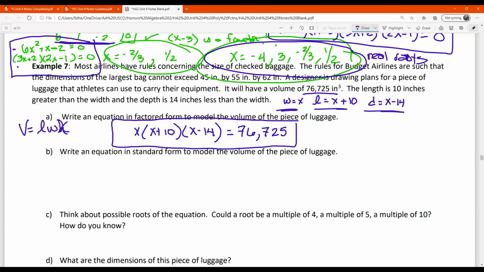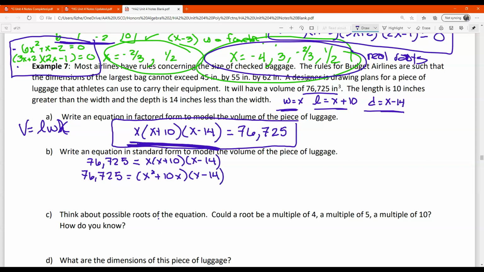B, write an equation in standard form. So this is factored form. Standard form just means I have to FOIL and multiply all that out. So that means I have 76,725 equals x times x plus 10 times x minus 14. And so I start FOILing. And I have x squared plus 10x times x minus 14.